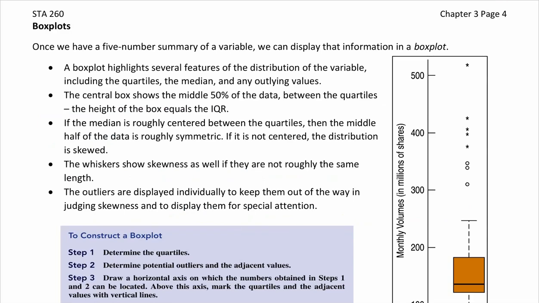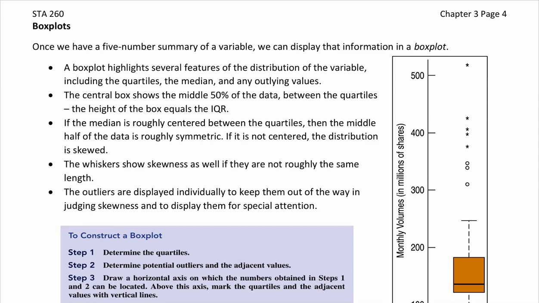Constructing box plots. We did talk about this a little bit, but it's worth running through it again. Essentially, the idea is that once you have the 5-number summary, which is your median, your quartiles, your max and min, and you've done the outlier check, this is the next logical step. So this is how you make the graphical display.